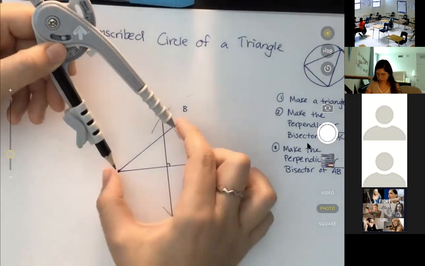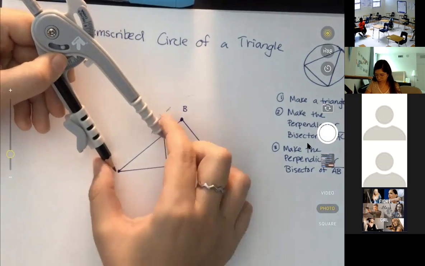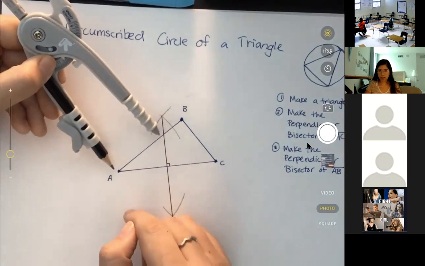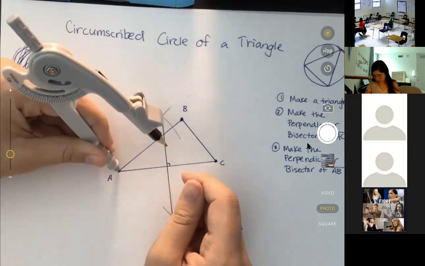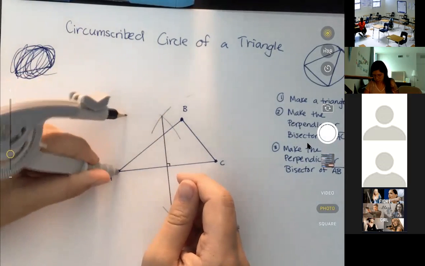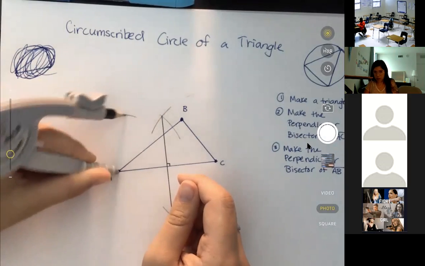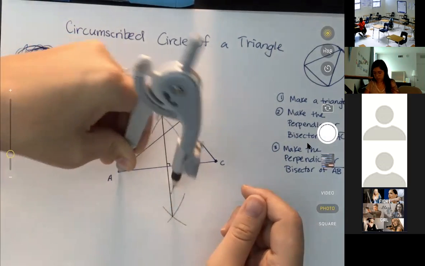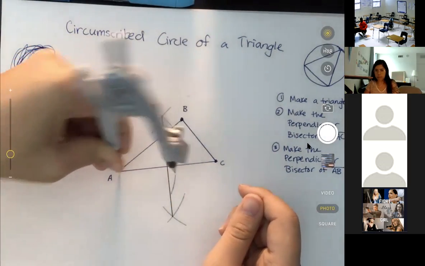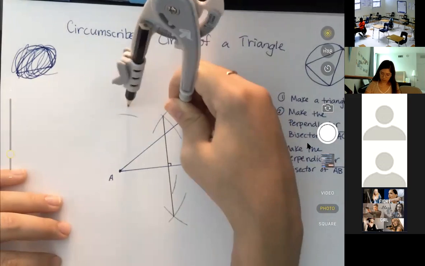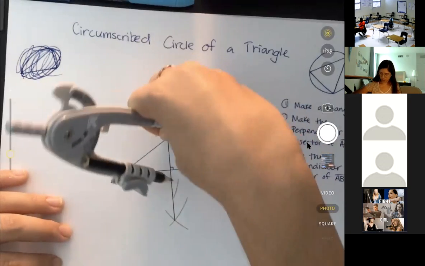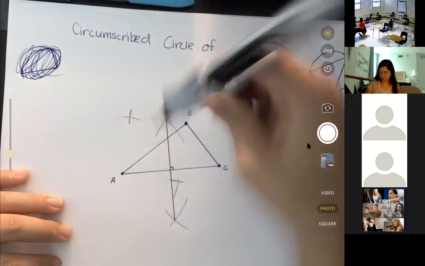Okay, so I take my protractor. I want it to be wider than halfway, but not too wide either. So this is wider than halfway between A to B. I stick it into A, I go above, I go below. Then I stick it into B, I go above, and I go below. Oh, almost lost it all. Oh, sorry.